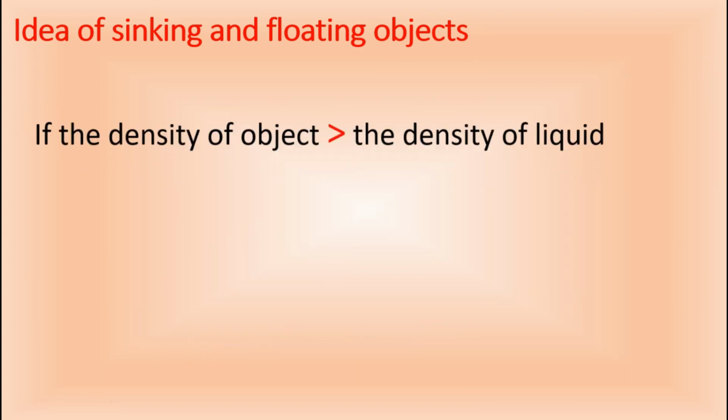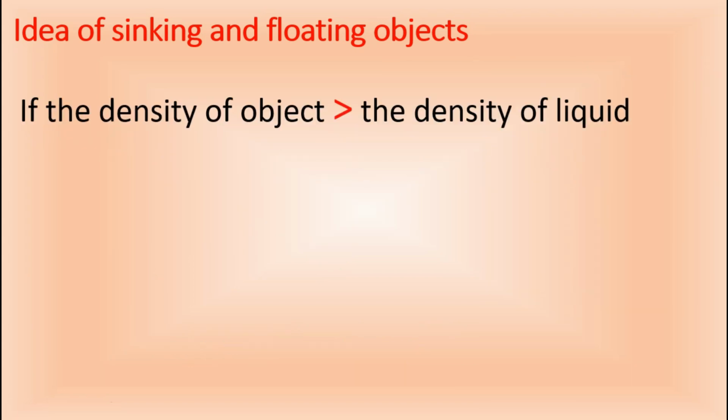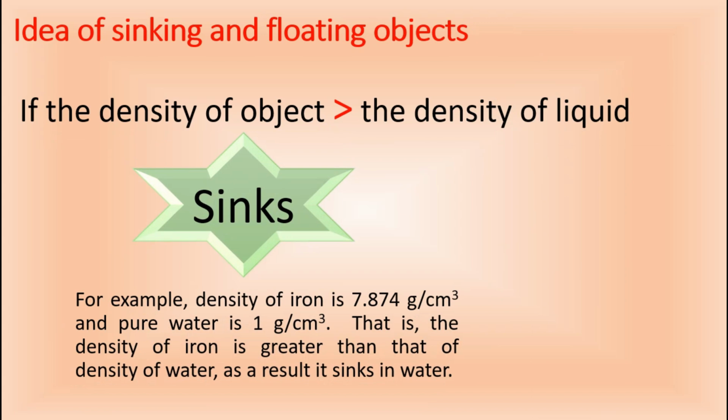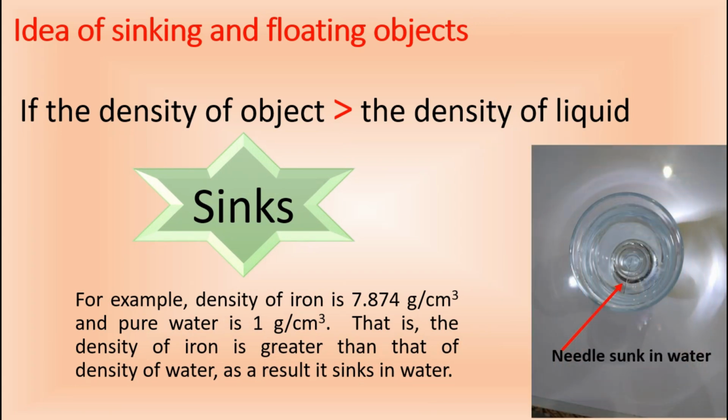Now if the density of the object immersed in a liquid is greater than the density of the liquid, then it sinks. For example, the density of iron is 7.874 grams per centimeter cube and that of pure water is 1 gram per centimeter cube. That is, the density of iron is greater than the density of water. As a result, it sinks in water. Here is a small iron needle which is inside water. It sinks in water when it is placed in water.